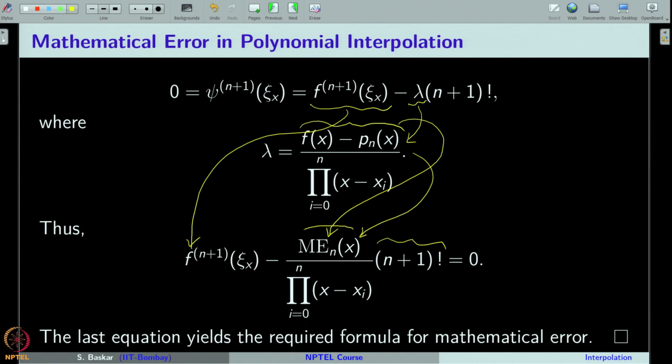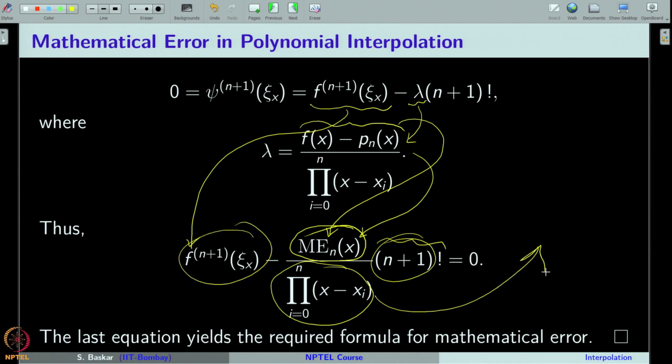Now, you have this expression where you can now keep m e n of x on the left hand side, take all the other terms on the right hand side, and you can go back to the statement of the theorem and see that you will get the precise expression for the mathematical error by doing this. And that completes the proof of our theorem. Well, we got a nice expression for the mathematical error. However, it cannot be used to quantify the mathematical error exactly. Why? Because this part is still unknown to us, right?